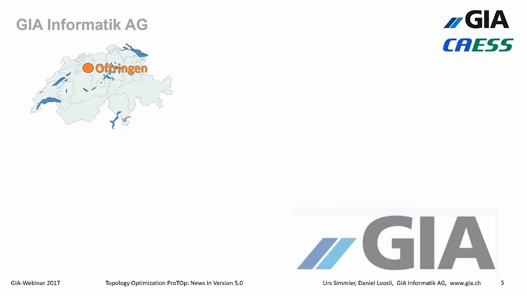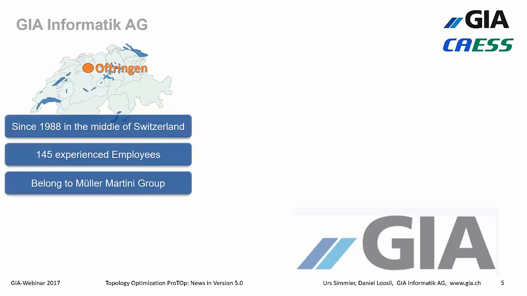Let's have a quick view at GIA Informatik AG. GIA Informatik AG is located in the middle of Switzerland. If you know Switzerland a little bit, here we have Zurich, then our capital around here, that's Bern, and another bigger town is Basel, so in the heart of Switzerland. And we were founded in '88, last century.